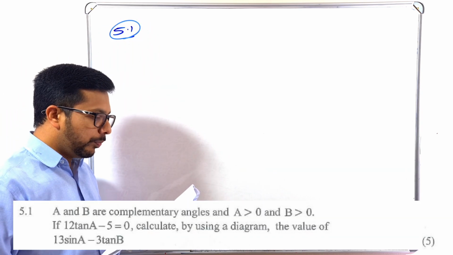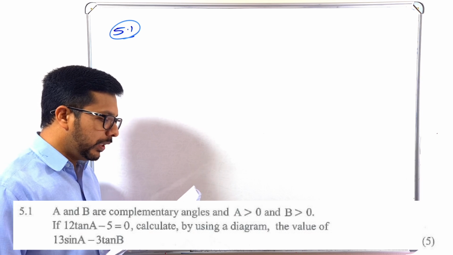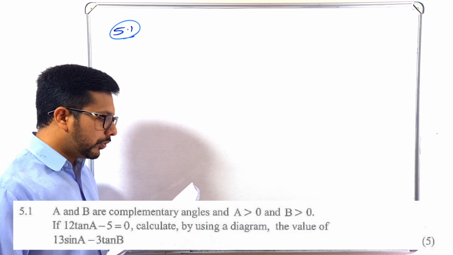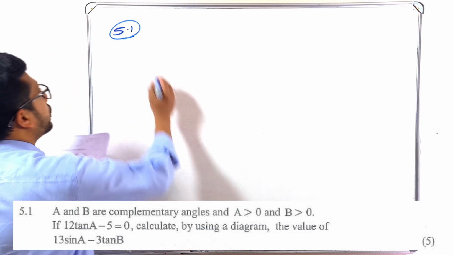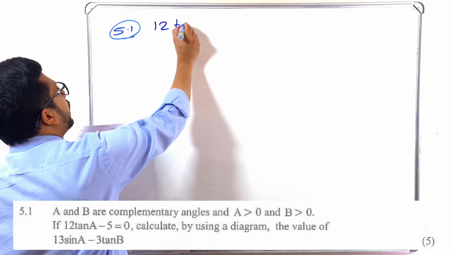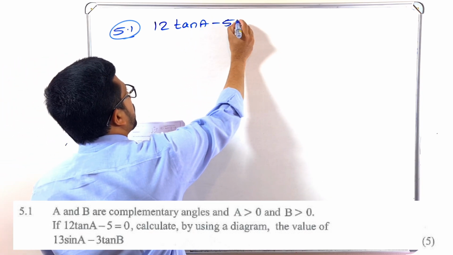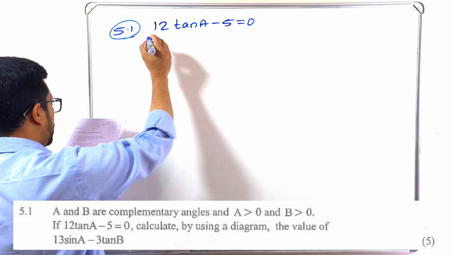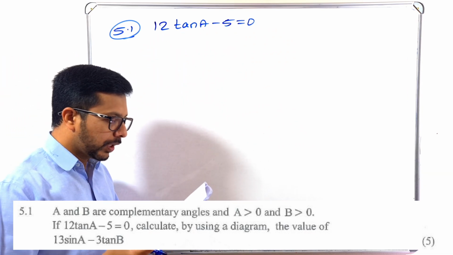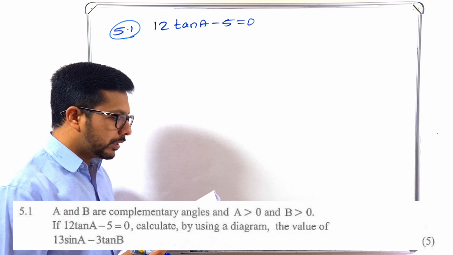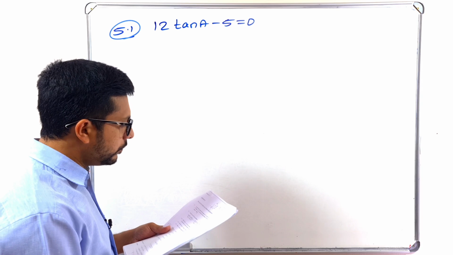A and B are complementary angles, and A is greater than 0 and B is greater than 0. If 12 tan A minus 5 is equal to 0, it is given that 12 tan A minus 5 is equal to 0, and using the diagram, calculate the value of 13 sin A minus 3 tan A. That is what you want to find.